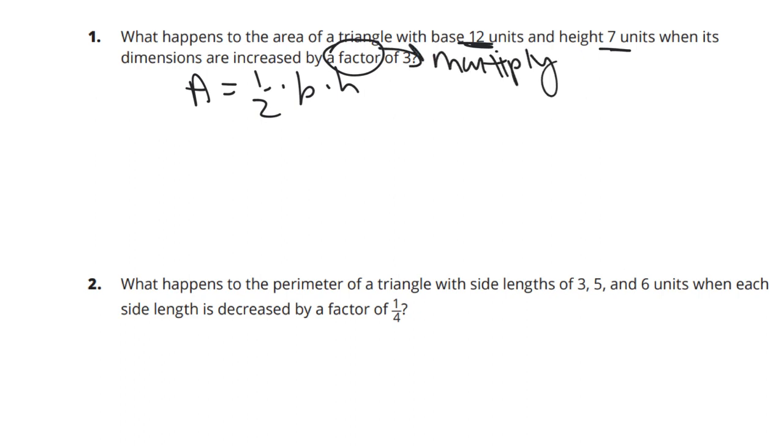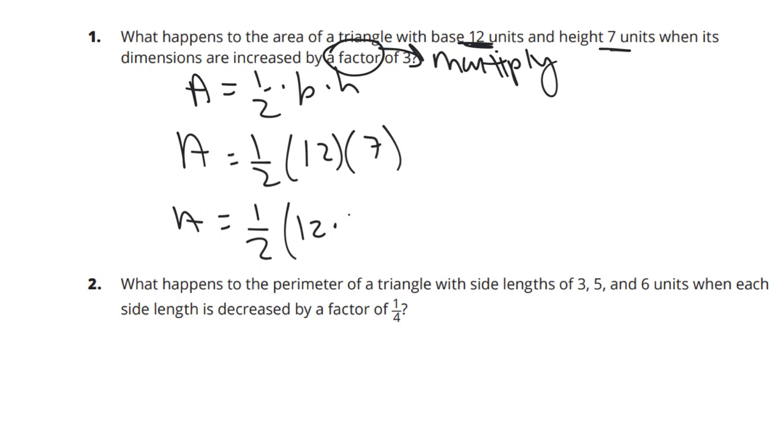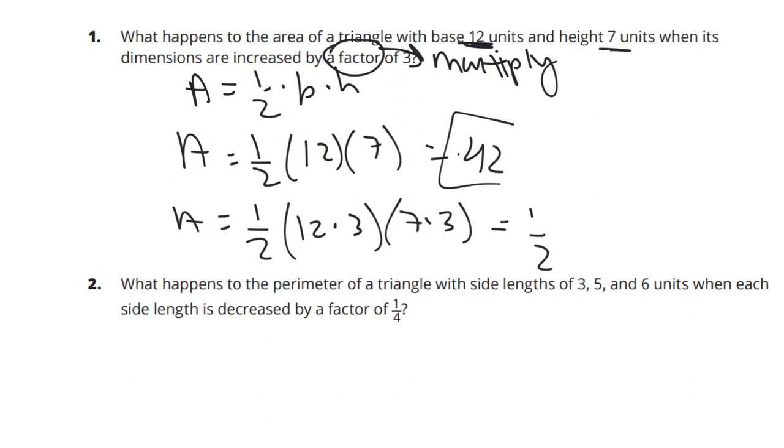Okay, so that means that if my original base is 12 and my original height is 7, I'm going to multiply these numbers by 3. So I'm going to have 1/2, then 12 times 3, and then 7 times 3, and then I calculate that. I can calculate the original as well. 12 times 7 is 84, and 84 divided by 2 is 42, sorry, it's going to be 42.